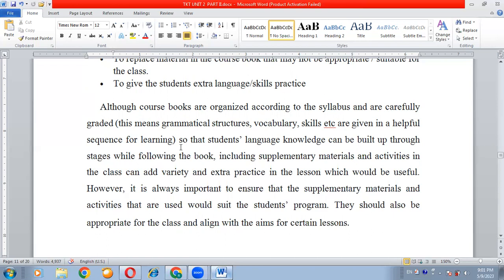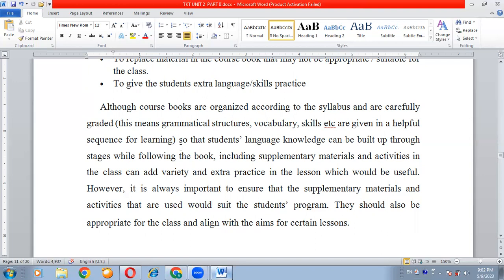Including supplementary materials and activities in the class can add variety and extra practice in the lessons, and it would be useful, yes. So we have to use the supplementary materials in the classroom. However, it is always important to ensure that the supplementary materials and the activities that are used would suit the students' program. Yes. They should also be appropriate for the class and aligned with the aims for the certain lesson.